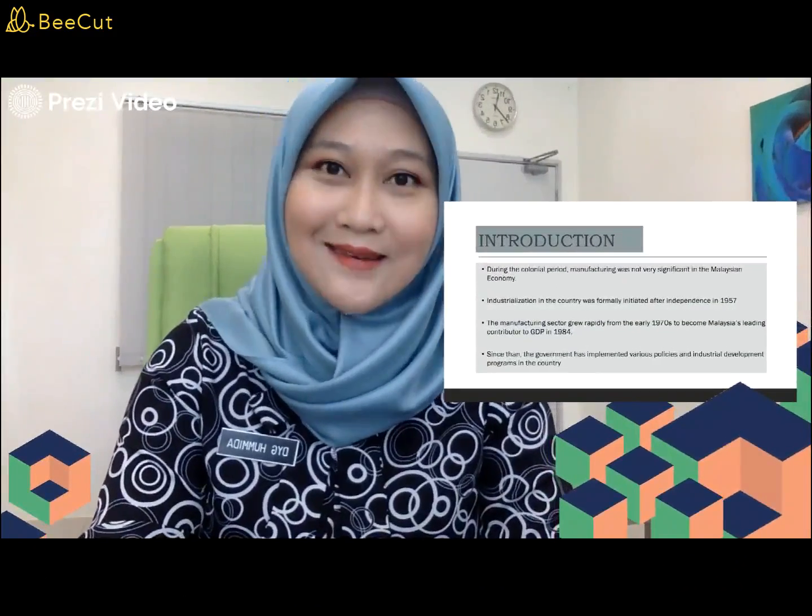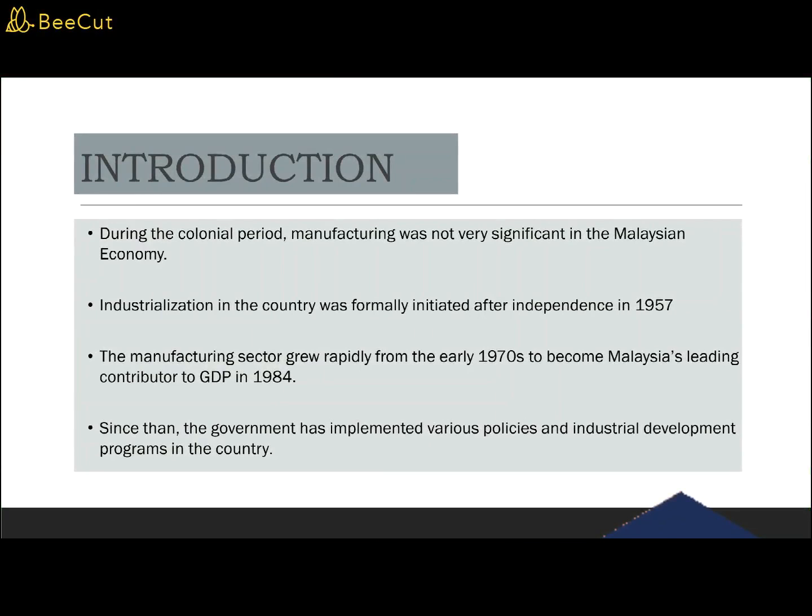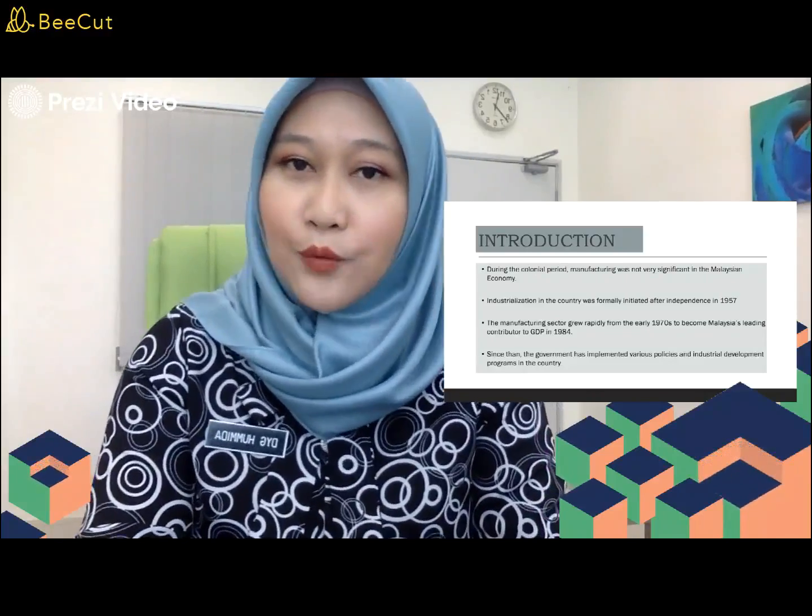Now we look at the introduction of this chapter. During the colonial period, the manufacturing sector was not very significant in the Malaysian economy because industrialization in the country was formally initiated after Independence Day in 1957, especially in August. The manufacturing sector actually grew rapidly from the early 1970s to become Malaysia's leading contributor towards our gross domestic product in 1984. Since then, the government of Malaysia has implemented various policies and industrial development programs in the country. Next, we're going to look at the phases of the industrial development plan.